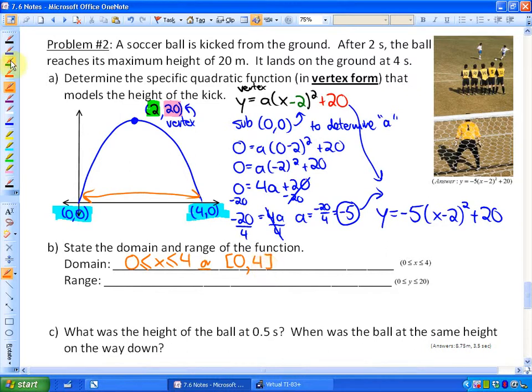Your range in this case is between 0, which is the ground, and the highest height, which is 20. So your range is between the ground and 20. Or you could write it like this.